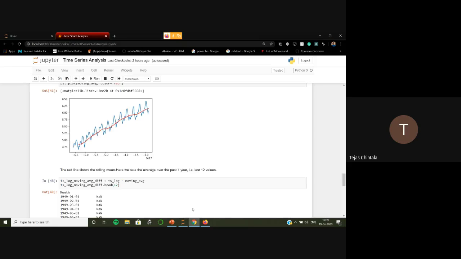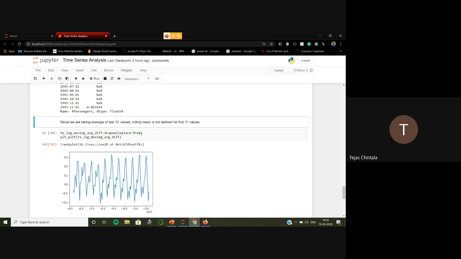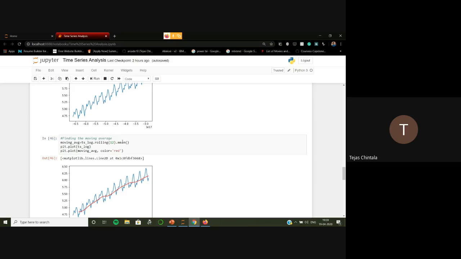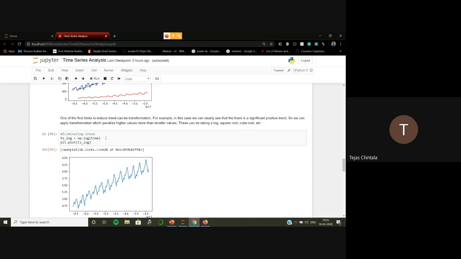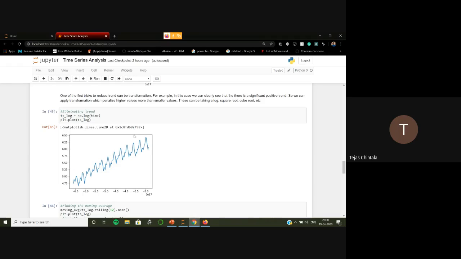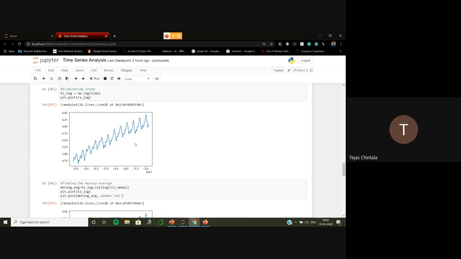Okay, where is the Jupyter notebook? So if we see in the Jupyter notebook, over here, we were finding the moving average. First, for stationarity, we need to eliminate the trend of the time series. So here I'm taking a logarithmic function and then plotting it. So this is my graph, and this is the time series of it.